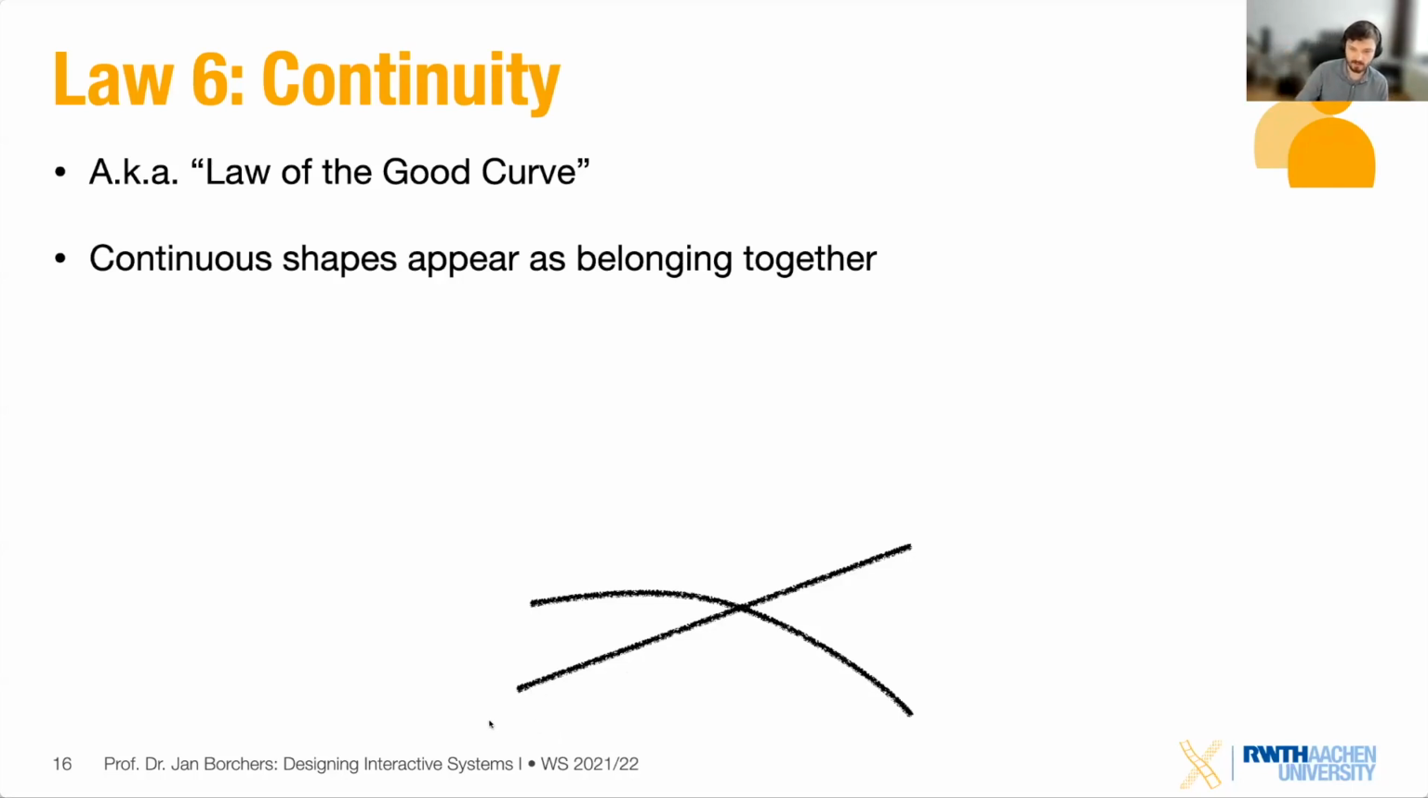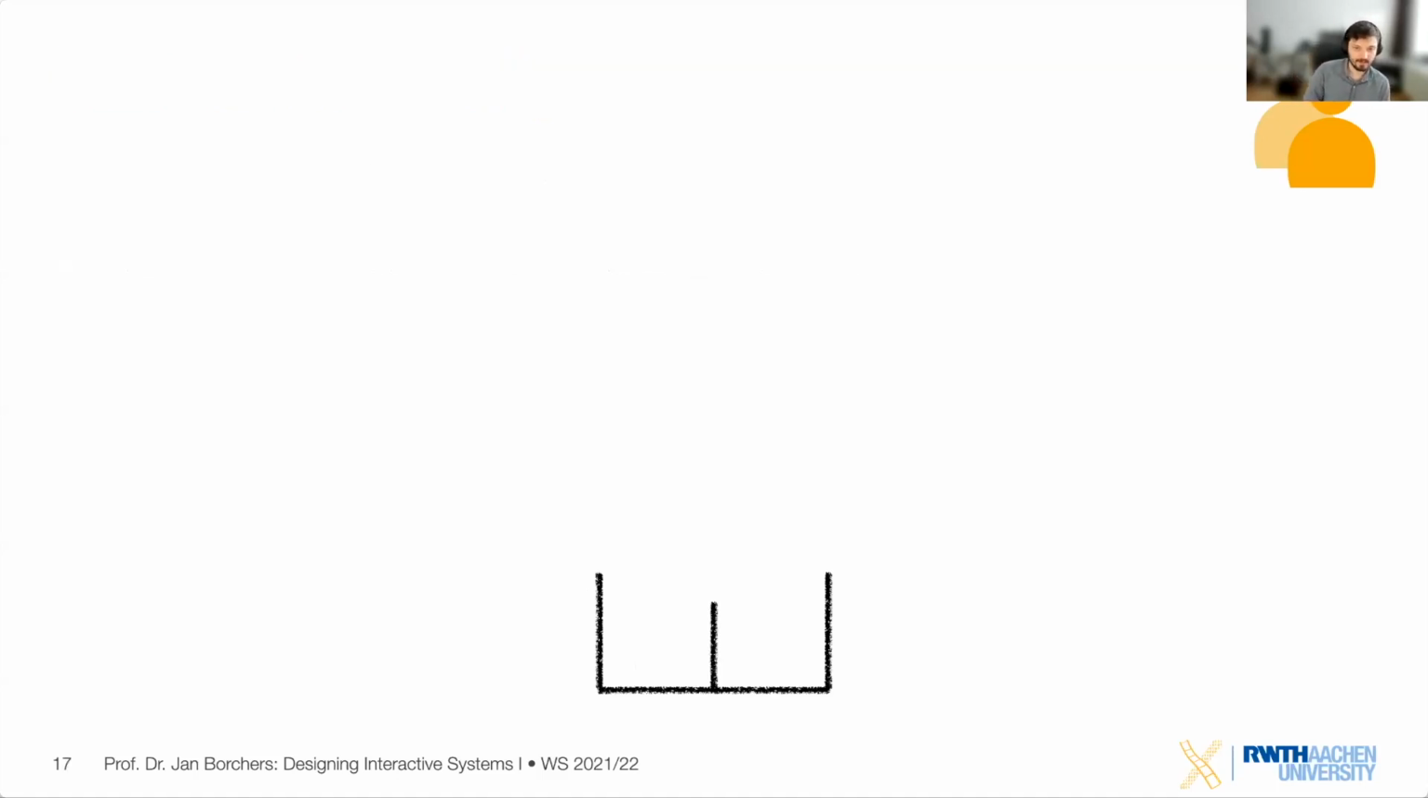So we had a very straight line, followed by another straight line. So we say, okay, this should be 1 line, and we have here a curved line with the same slope at this point. So we say, okay, this belongs together. And this is the Gestalt Law of Continuity, or the Gestalt Law of Good Curve, and says that continuous shapes appear as belonging together. And this is, by the way, something you can use when it's about alignment of elements in your user interface. The next question, what do you see here?